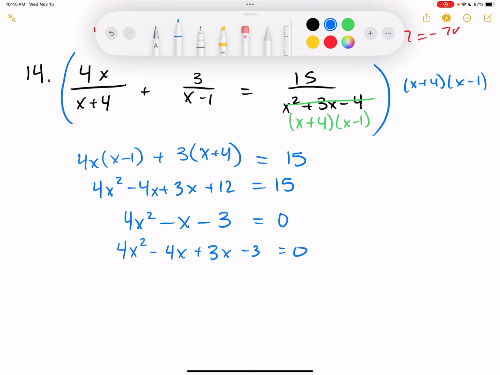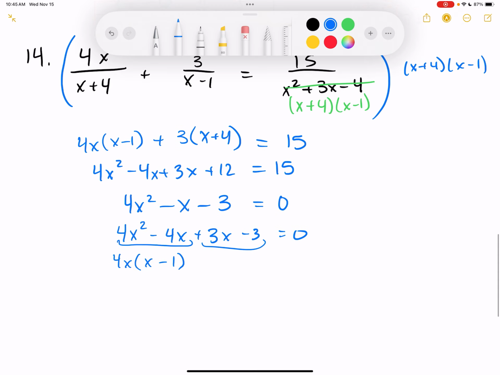Oh shoot, yeah, I forgot about that. Because there's a number out front, so we have to factor by grouping. So 4x times x minus 1, 3 times x minus 1. So 4x plus 3 times x minus 1 equals 0.